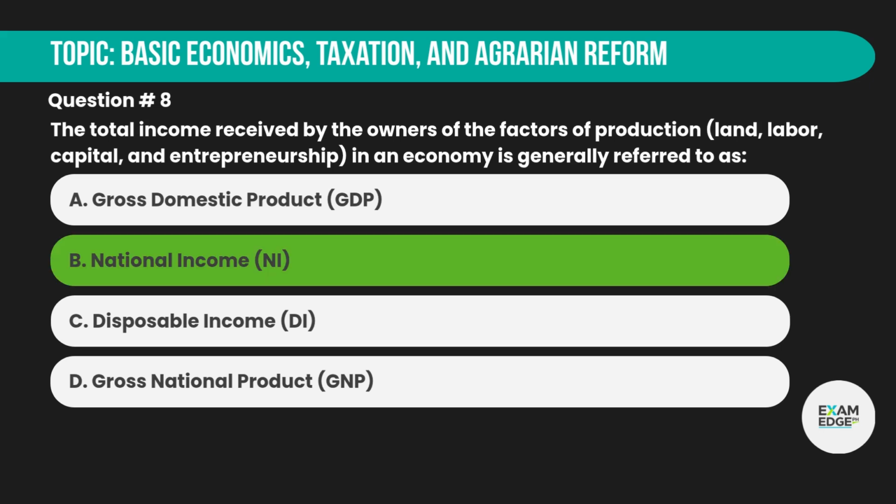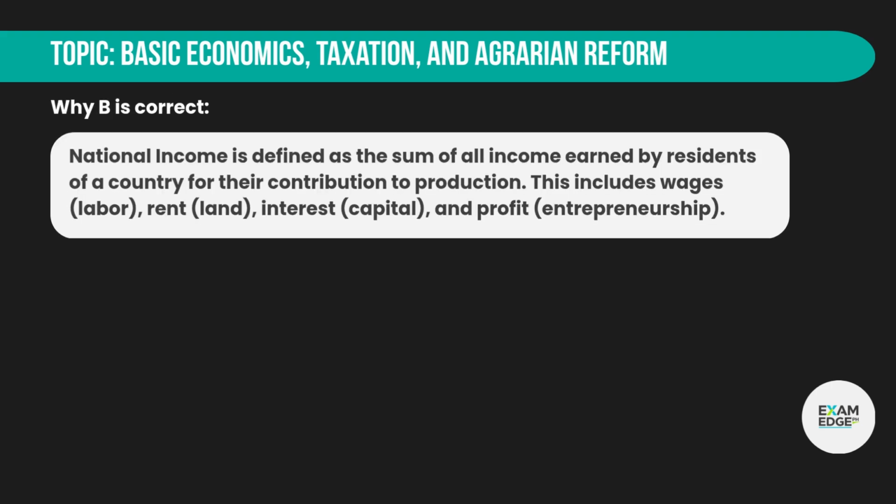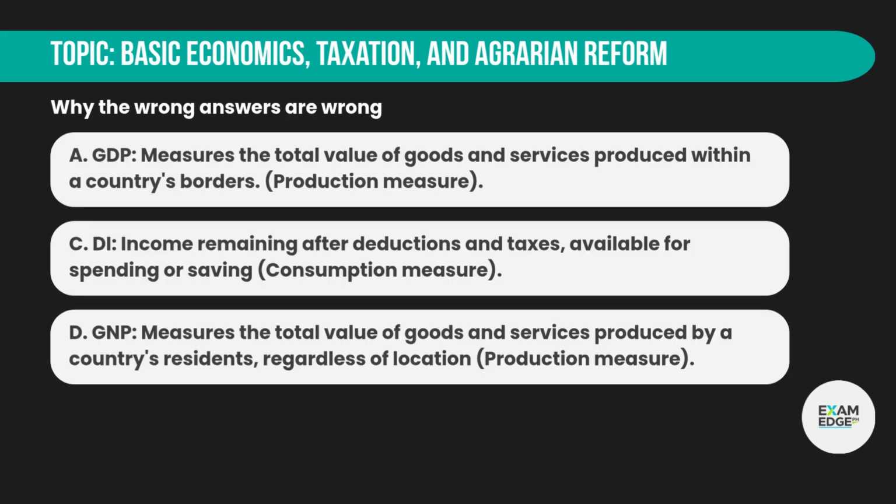Correct answer, B. National Income, NI. Why B is correct? National income is defined as the sum of all income earned by residents of a country for their contribution to production. This includes wages, labor, rent, land, interest, capital, and profit, entrepreneurship. Why the wrong answers are wrong?